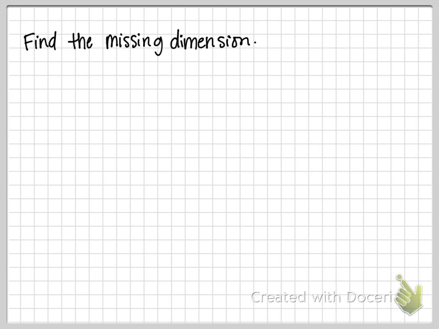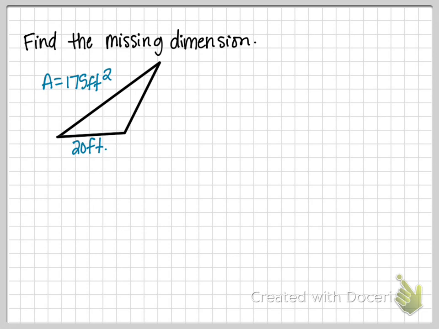Let's do another one. Find the missing dimension. All right, we are given an area. We are given a base. So we are going to need to solve for which dimension is missing. Liam? The height. So the height would be out here, at a right angle. We need to figure out what the height would be. All right, start with what? A equals B, H divided by 2. Very good. Area equals base times height divided by 2.